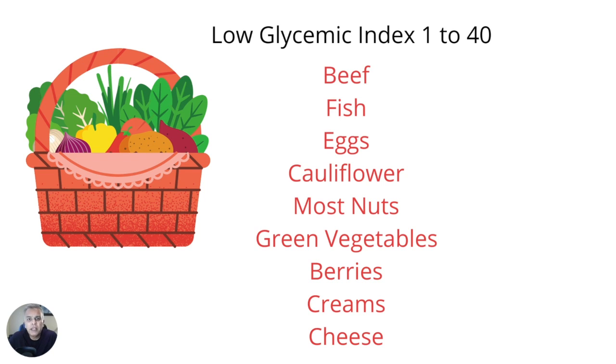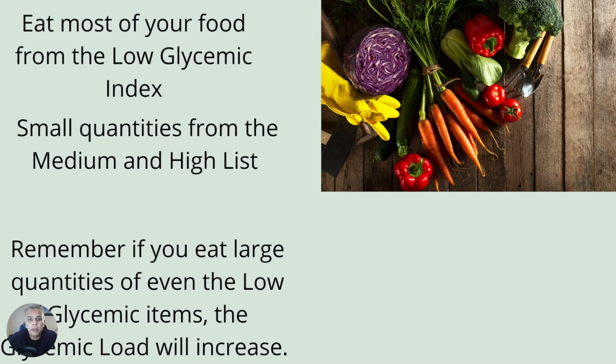So here you have beef, fish, eggs, things like cauliflower. Most of the nuts fall in this category. Green vegetables, berries. Berries are one fruit that have lower glycemic index, so you could eat those. Obviously, not in very large quantities. Creams, heavy whipping cream, cream cheese, and then different kinds of cheeses if you're fond of those. So these would have a low glycemic index. And these are the kinds of foods that you want to eat on a regular basis.